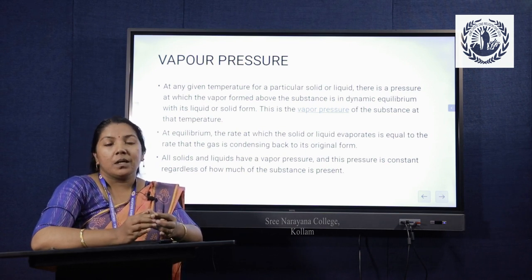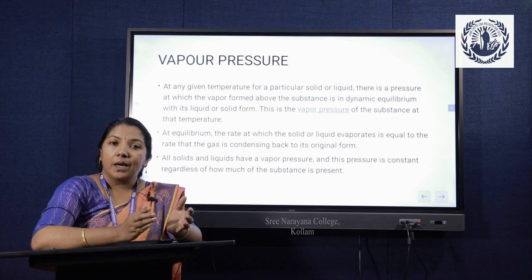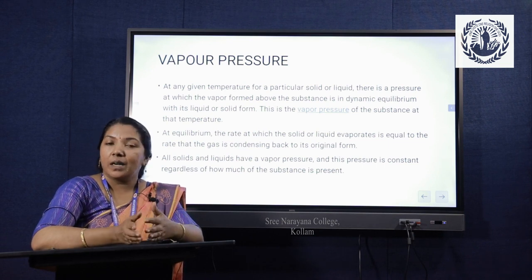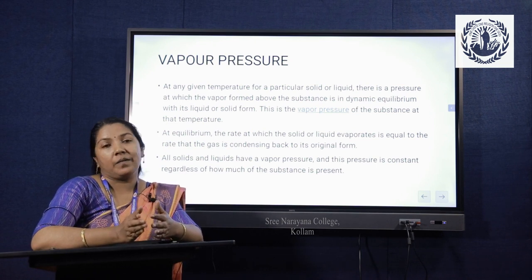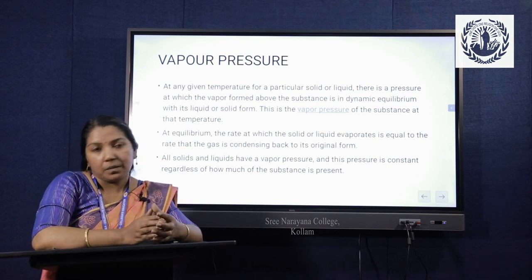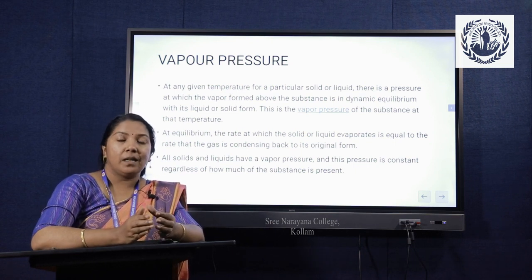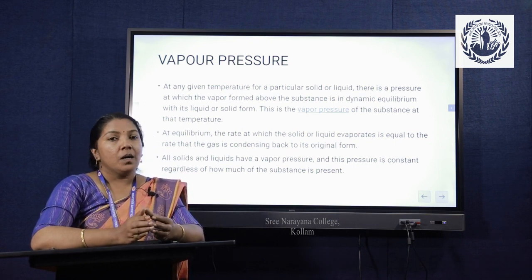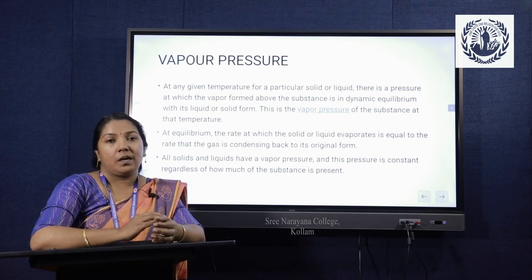The vapor pressure has great significance when we consider the volatility of a solvent. As you know, if we keep ethanol in one beaker and water in another beaker, which will evaporate faster? All are aware that ethanol will evaporate faster because the vapor pressure of ethanol is much higher than that of pure water. Another important significance of this vapor pressure concept is with the boiling point.